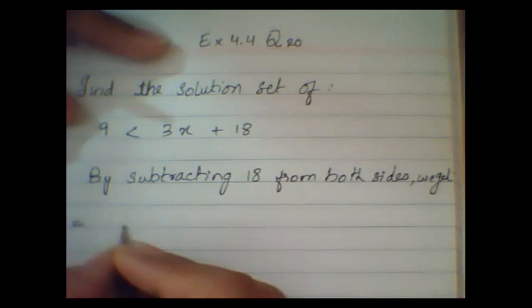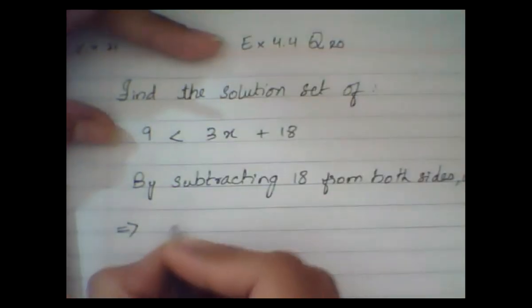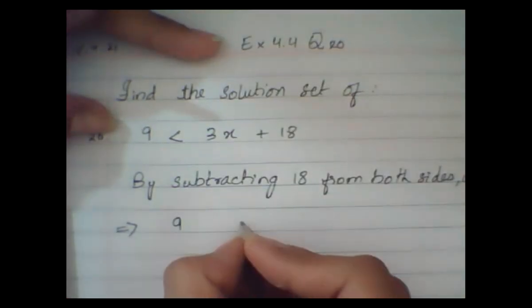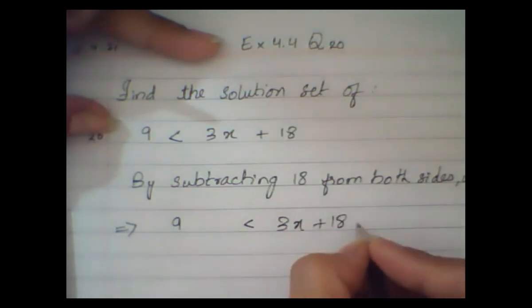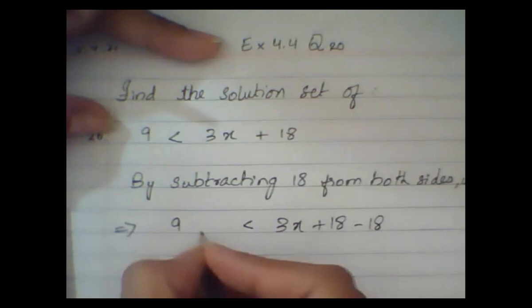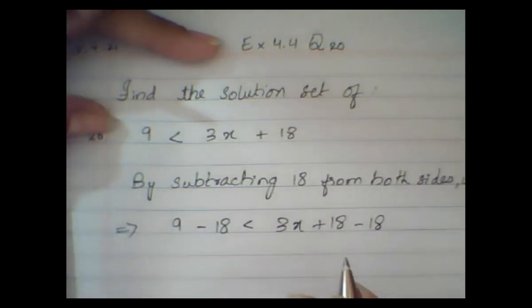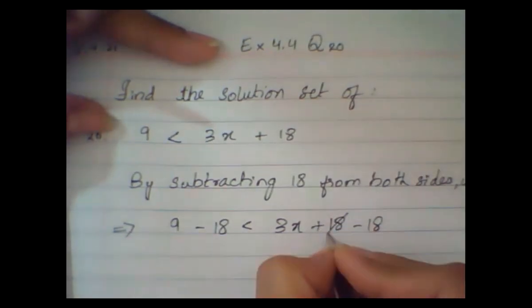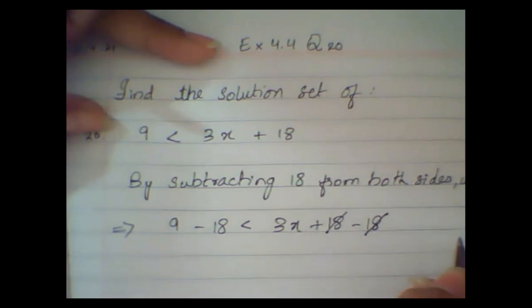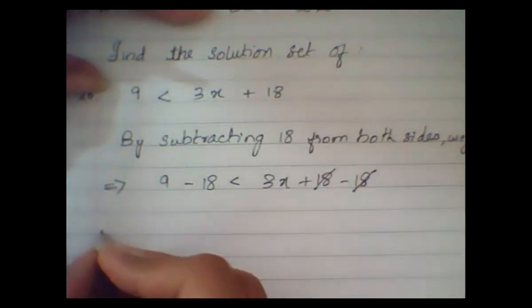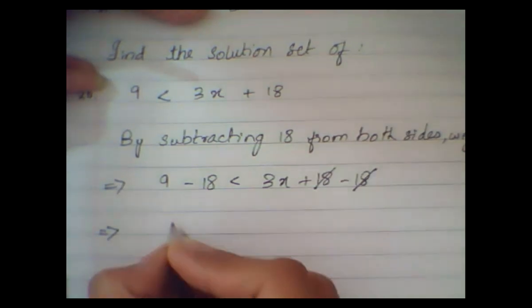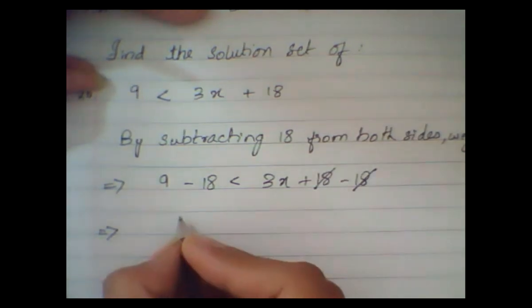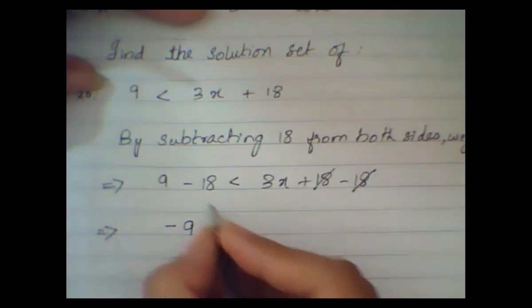First we have to make here the symbol. We get 9 is greater than 3x plus 18, right? We have to write minus 18 and here minus 18. So this plus 18 and minus 18 is going to be cancelled, right? And we get what? 9 minus 18 is minus 9. Okay. Why minus 9?